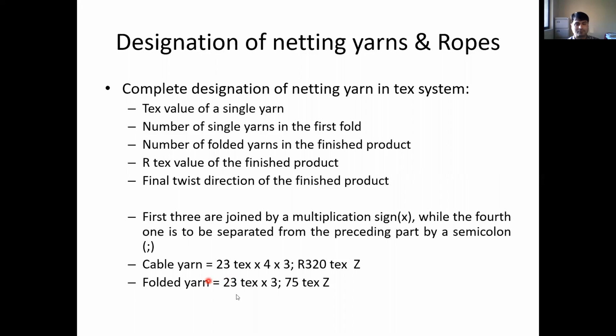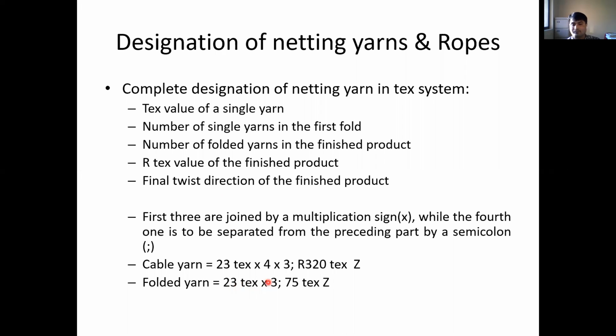23 gram in 1000 meter of single yarn. Yeah, you are correct, but you have to designate in short. So this 23 ticks is the text value of single yarn. If you're designating the netting yarn or ropes, then you have to tell 23 ticks means it is the text value of single yarn.